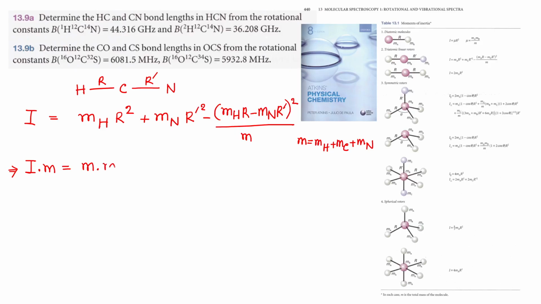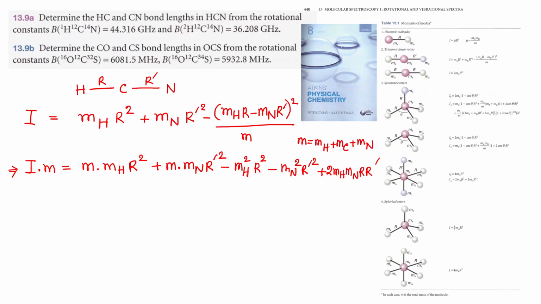I m into mH R square plus m into mN R dash square, and I can take the squares, and I will get something like m square mH square R square minus mN square R dash square, and plus 2 mH mN R R dash. Okay, and the m is gone.